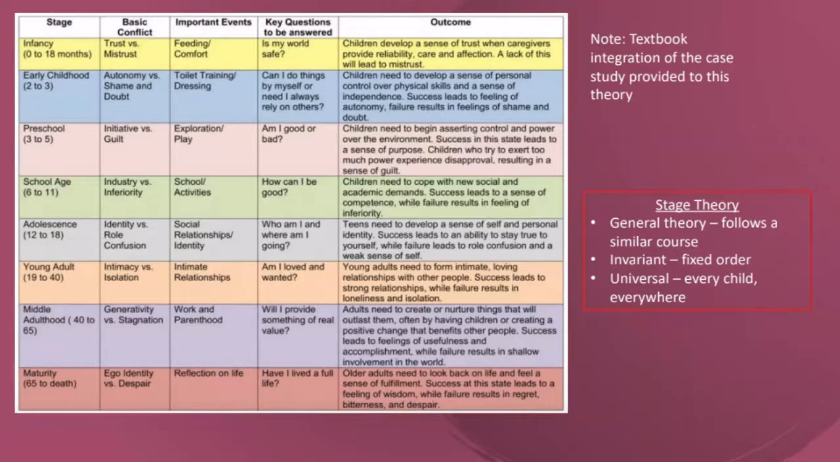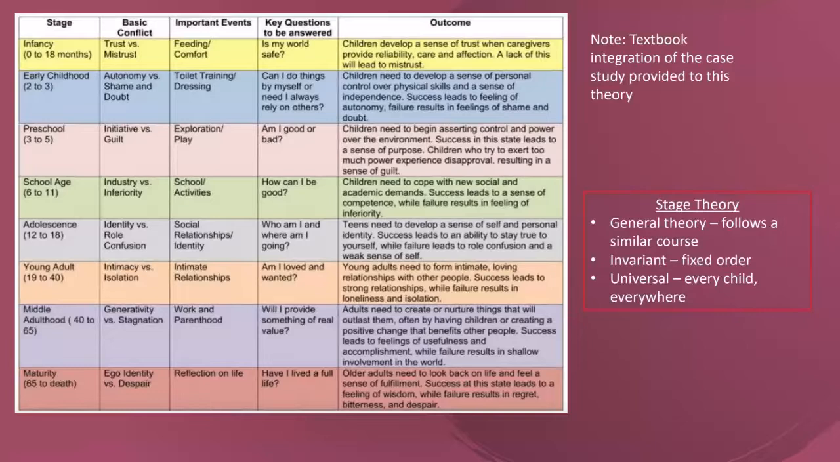The next stage is industry versus inferiority. So how can I be good? Children are put into new situations, coping with new demands. Being successful in that new phase of their life leads to a feeling of competence, and failure results in feelings of inferiority. The beginnings of the school-going age are very important to a child's success in future school. If young children just starting school aren't shown that they're competent, praised and rewarded, it could result in feelings of inferiority.